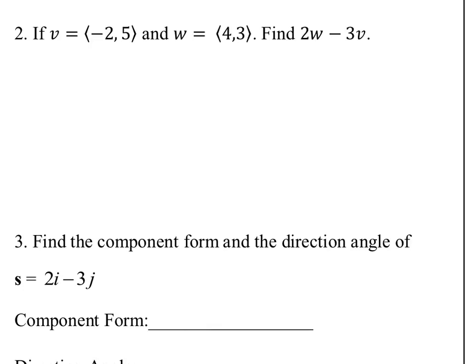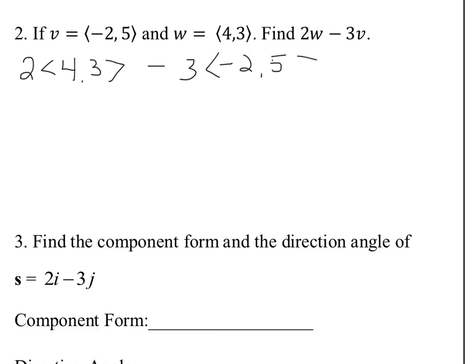All right, for question 2, we're going to find the difference 2w minus 3v. So we need to set this up with the multiplication first, and then we're going to subtract. So let's get this set up here. We're going to say 2 times w, and w is <4, 3>. And then we're going to subtract 3 times v, and v is <-2, 5>.